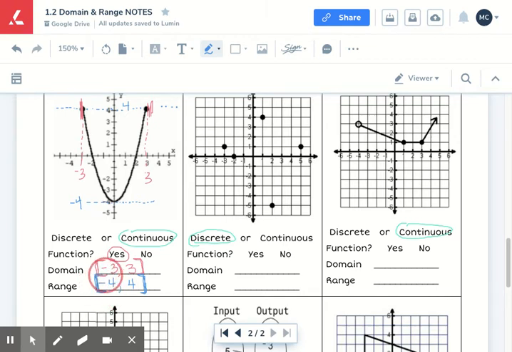If they wanted it to be not included at that point, then they would make it real obvious. They'd put a big open circle there. But since that's absent, this one is included.